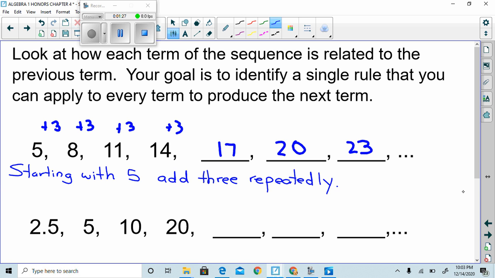Take a look at a second one. How do I get from one term to the other? A pattern, again, states that we're starting at a certain number, and then we're looking for what that pattern is. To get from one term to another here, it looks like we're multiplying each previous term by 2. And we continue that pattern to get 2 times 20 is 40, and 40 times 2 is 80, and 80 times 2, 160. And it keeps going and going. So starting at 5, multiply by 2 repeatedly.